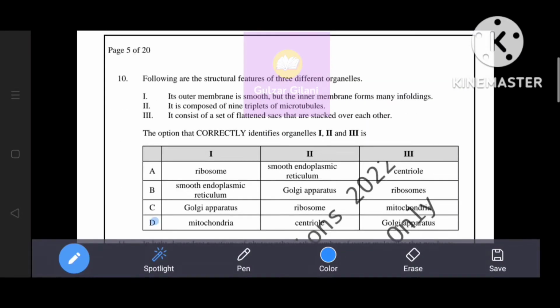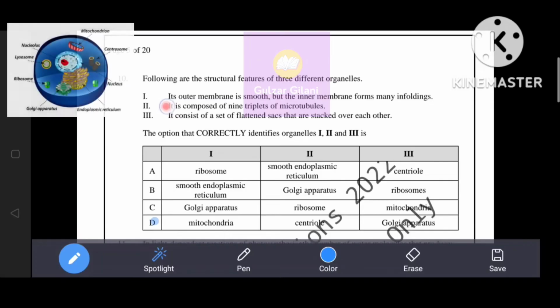Next question. Following are the structural features of three different organelles. Number 1, its outer membrane is smooth, but the inner membrane forms many enfoldings. Number 2, it is composed of 9 triplets of microtubules. Number 3, it consists of a set of flattened sacs that are stacked over each other.